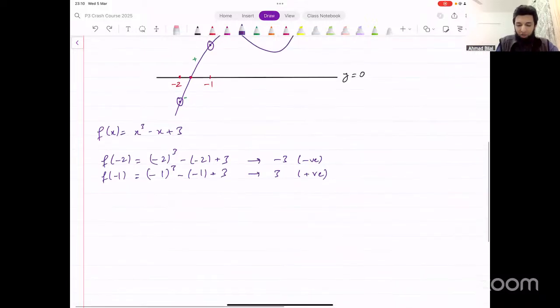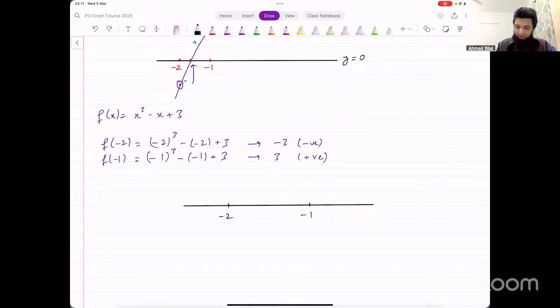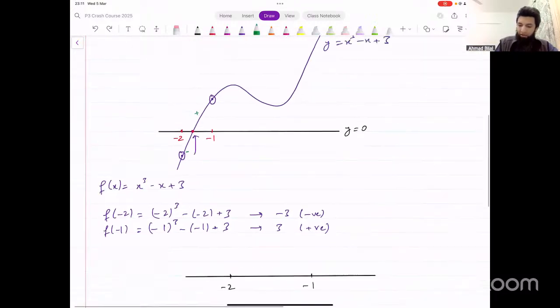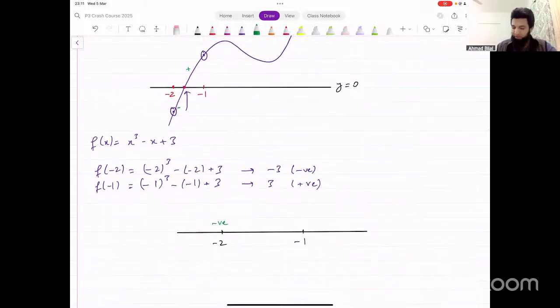How do we get closer to this actual answer? For this, you can use this idea. Draw a number line to try to understand this better. You have -2 and you have -1. At -2, you are getting a negative value for the function. Okay. At -1, you're getting a positive value of the function. The actual solution is going to lie somewhere between -2 and -1, right? Because when you go from negative to positive, 0 is going to come somewhere in the middle.